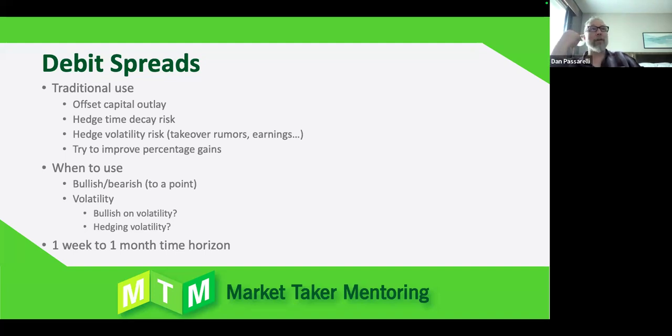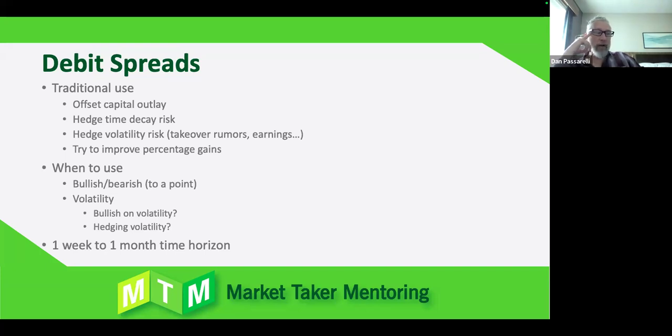If I buy a call for $3, I spend $300 per contract. But if I buy a call for $3 and then sell a call for $1, now I'm only spending $2 for a directional play. $200. I cut my risk by a third.